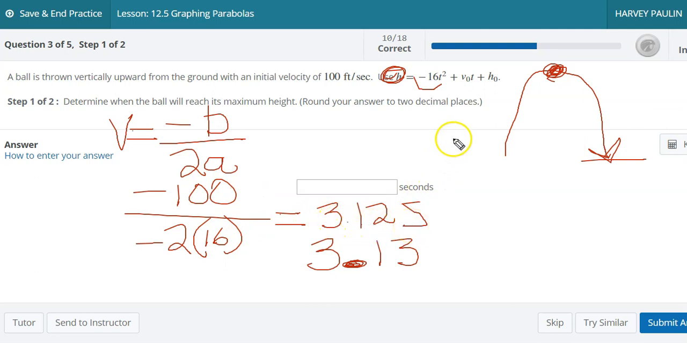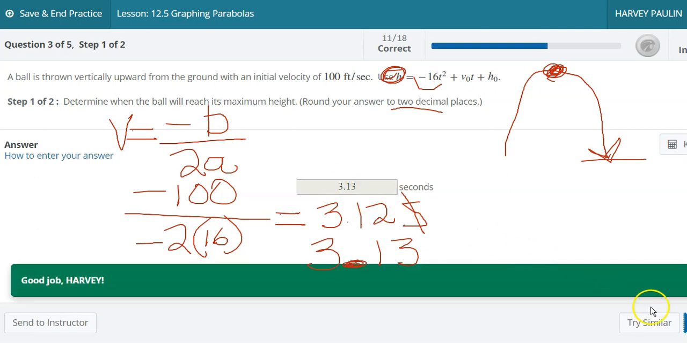3.125. They want us to round it to 2 decimal places. So when it's a 5 in the 3rd decimal place, we drop the 5 and make the 2 a 3. So I'm going to put in there a 3.13, and let's see what we get. And they say I got that right. Okay.